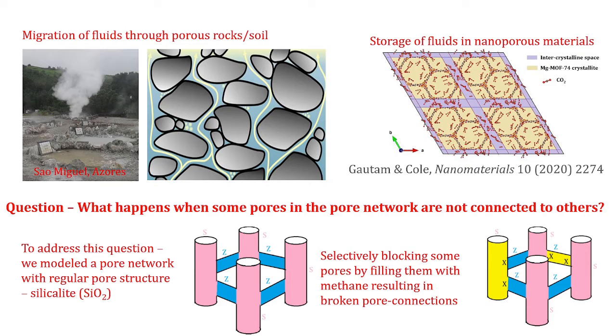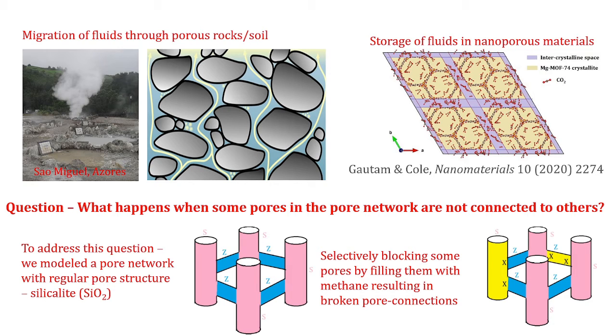The behavior of confined fluids is an important research topic because it has direct applications in migration of fluids through porous rocks, for example, and also for storage of these fluids like carbon dioxide in nanoporous materials. The pores in the porous media can sometimes be connected with each other. A relevant question here is what happens when some pores in the pore network are not connected to others. We try to address this question in the present study.